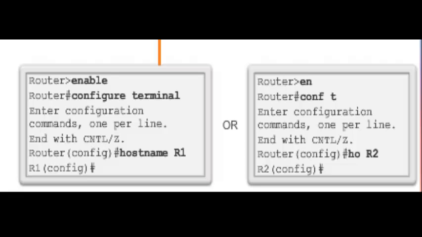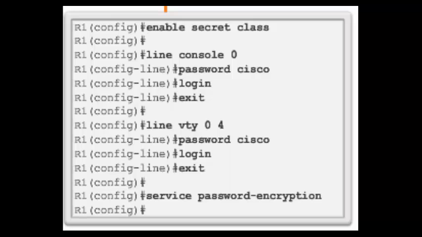The third step is to provide legal notification using the banner MOTD, message of the day, and then you have to save the configuration using the copy run start command, and finally to verify the configuration using the show run command. For a router to be reachable, it must be configured.